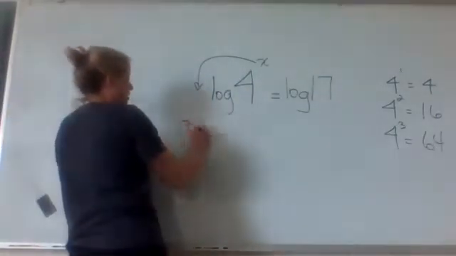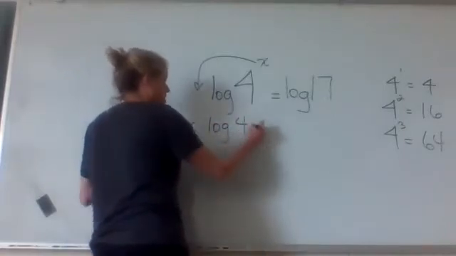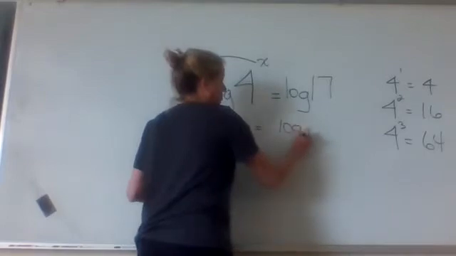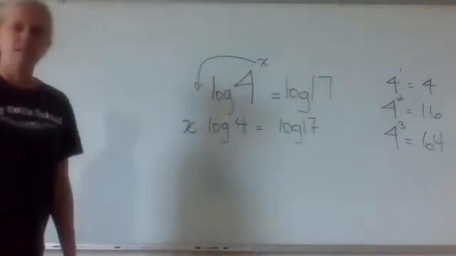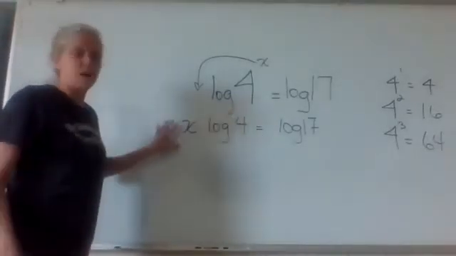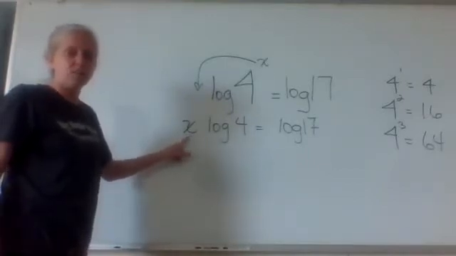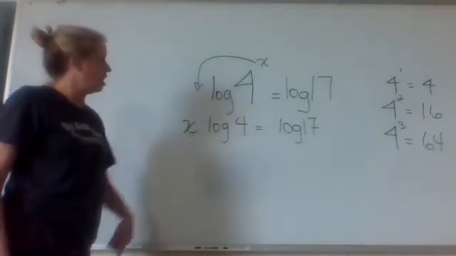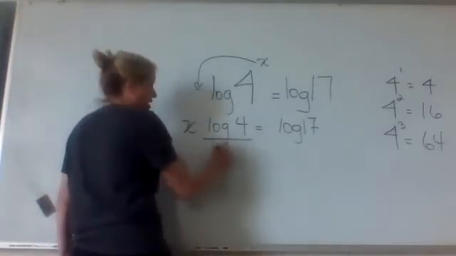So over here, I will have x times log 4 equals, just bring this down, log 17. So now that my x is down in the area that I want it to be, I need to isolate, right? You're solving for x. X is what you're solving for. So if this is x times log 4, how are you going to remove the log 4? You're going to divide by it.